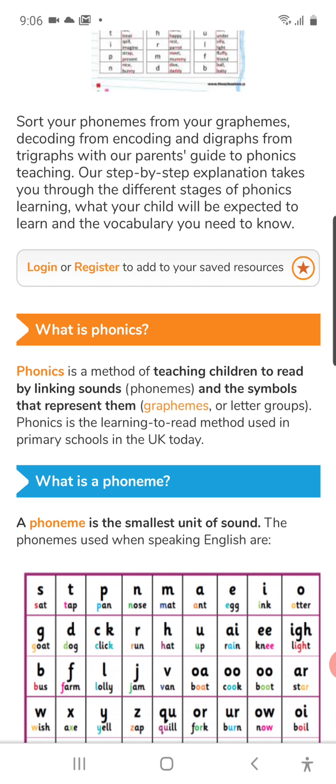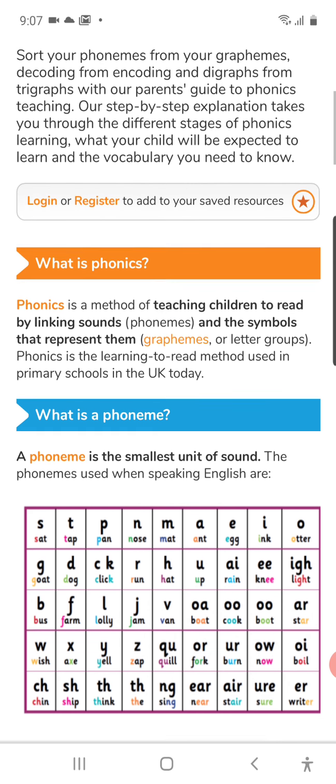But by the way, what is phonics? When we say phonics, it is a method of teaching children to read by linking sounds, or phonemes, and the symbols that represent them, or graphemes, or letter groups. Phonics is a learning-to-read method used in primary school, not only in the Philippines but all over the world.